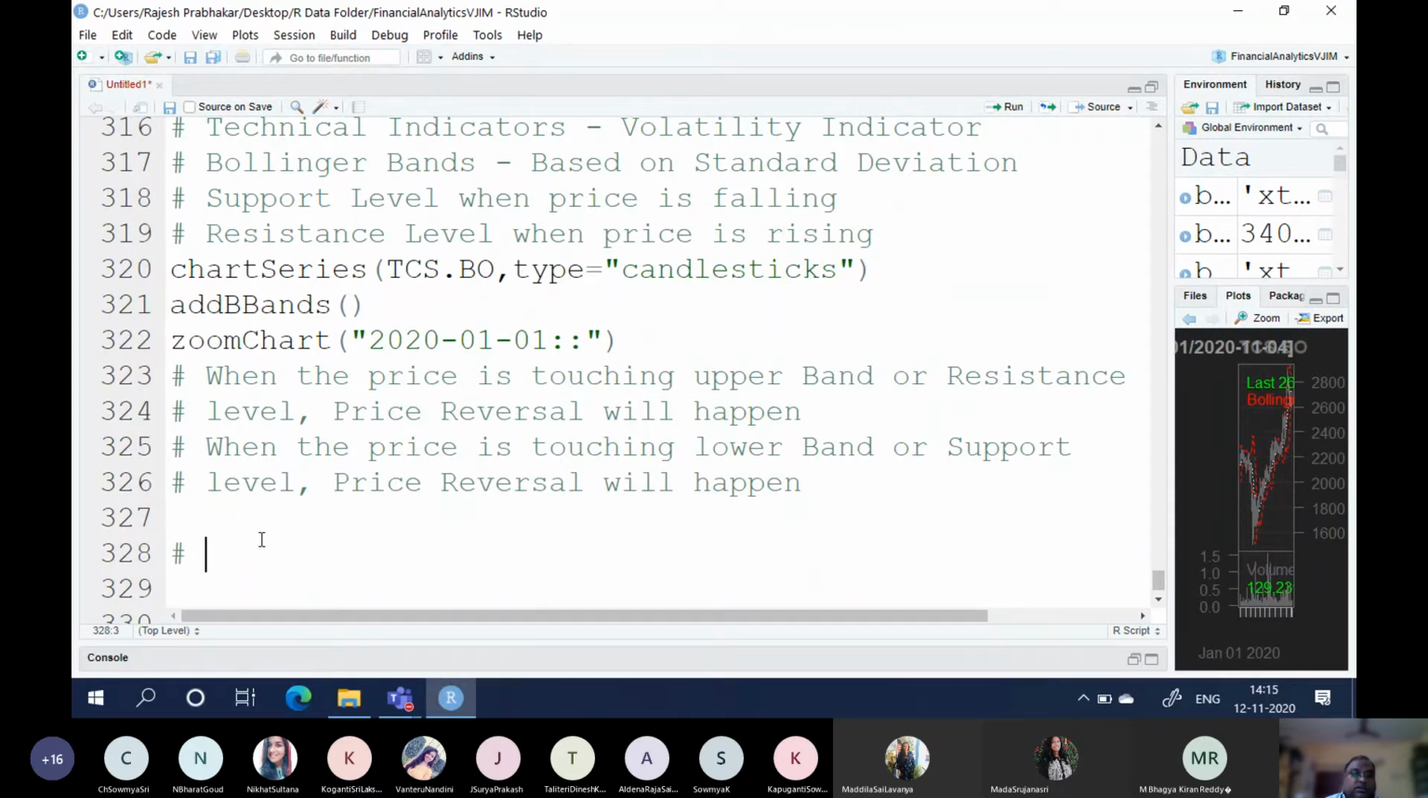Now, what is Bajaj Finance telling us? And always the Bollinger Bands will be plotted on a candlestick chart. Remember this part also: the Bollinger Bands are always plotted on a candlestick chart. Do the Bollinger Bands on Bajaj Finance and tell me what is your understanding.